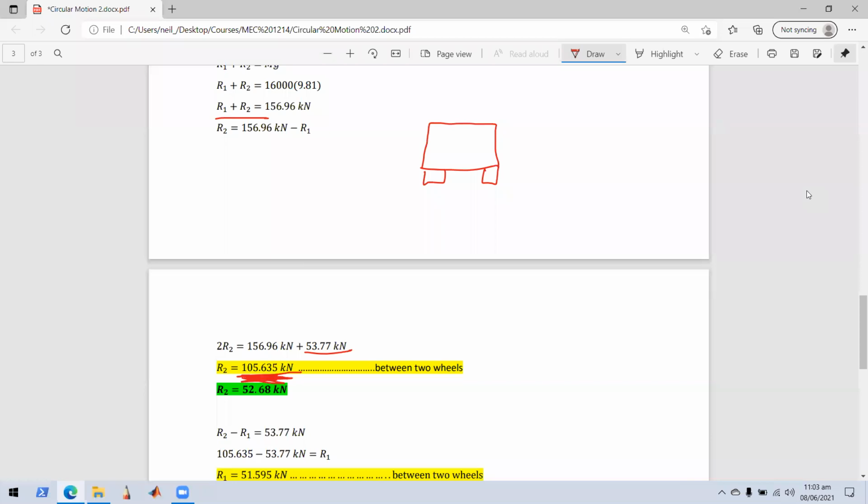Now remember, this thing has 4 wheels, right? So R2 refers to the front wheel and also the corresponding back wheel. So what we need to do is divide by 2 to get the force on one of the wheels, right? So we go ahead and divide it by 2, and you're left with R2, or the force on one of the wheels, equal to 52.68 kilonewtons.